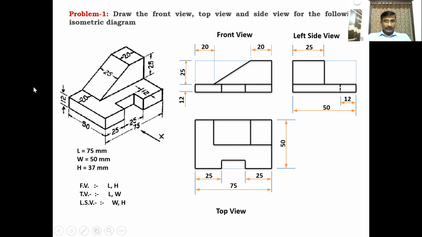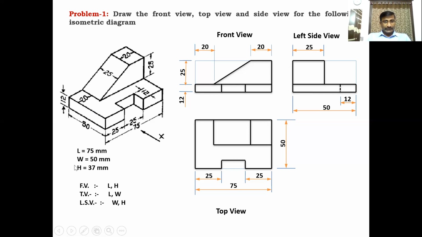So first of all, for the given diagram, write down the length, width, height of the diagram, and draw the three boxes with these dimensions. The front view is length and height, the top view is length and width, and the side view, either left side view or right side view, has dimensions width and height. For this diagram, we can draw the left side view. For some other diagrams, you can draw the right side view. Whatever side view is possible for the given diagram, you have to draw that side view. Clear? You have to draw the dimensions.